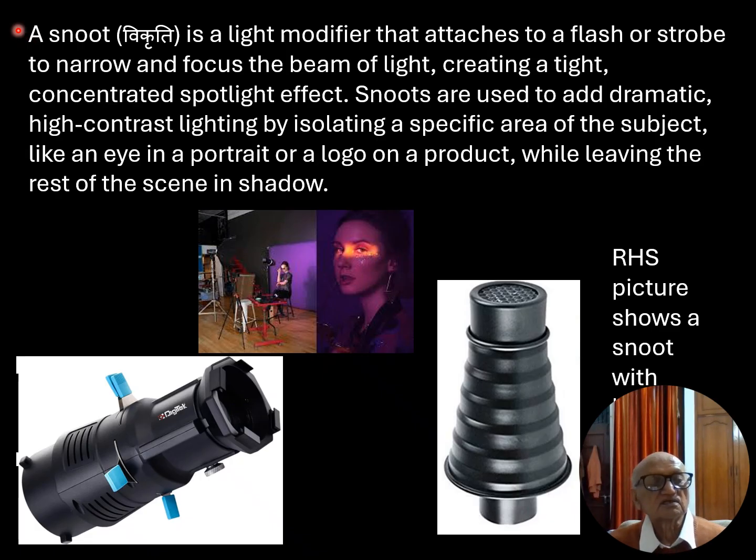Friends, a snoot is a device which creates distortion in your face or your body artificially. So these are used in dramatic lighting illumination systems. It is a light modifier that attaches to a flash or strobe to narrow and focus the beam of light, creating a tight, concentrated spotlight effect.